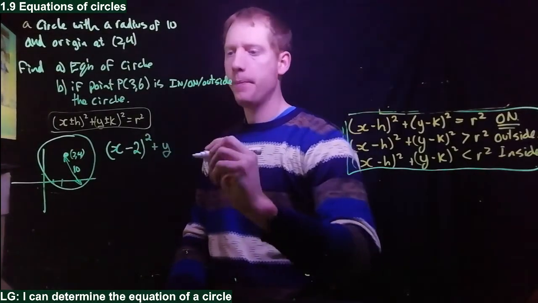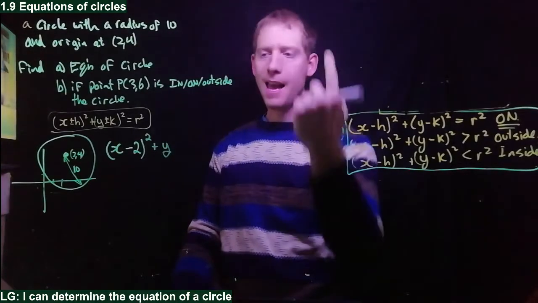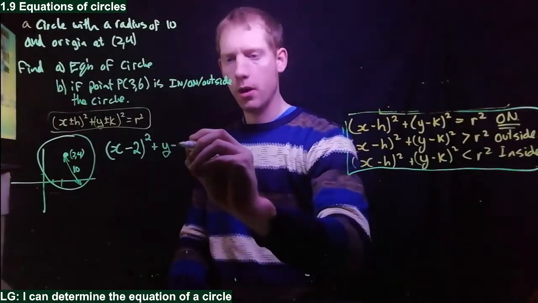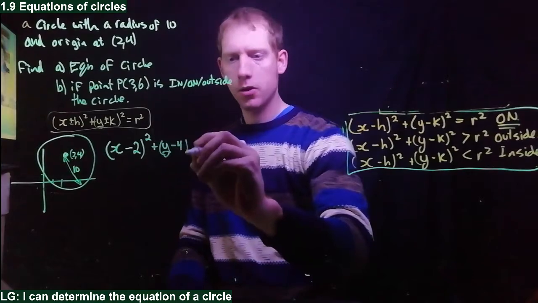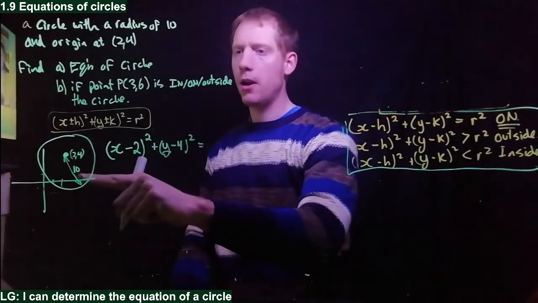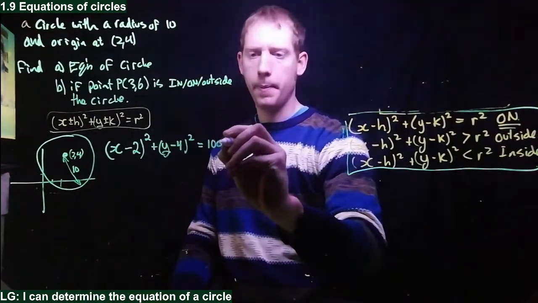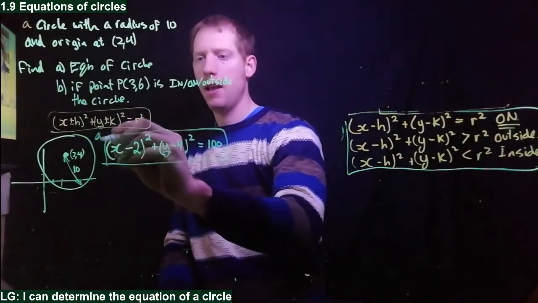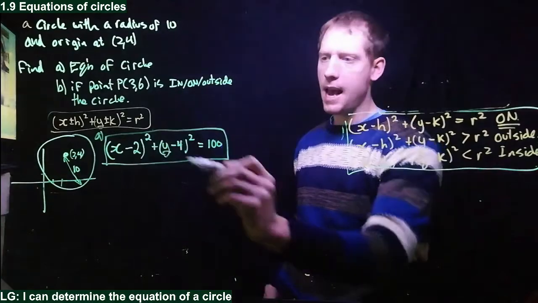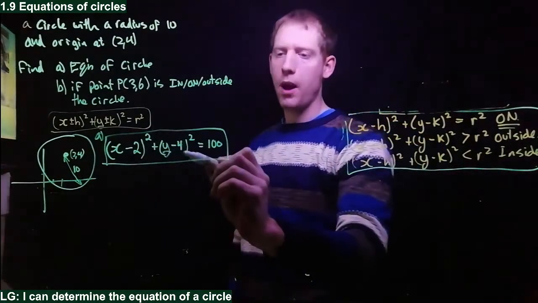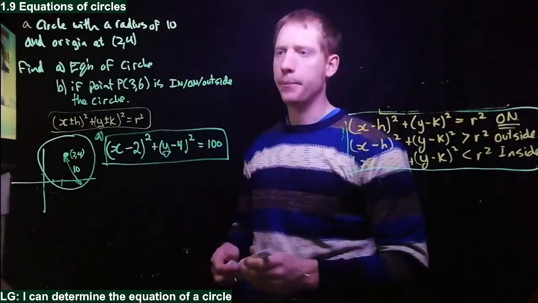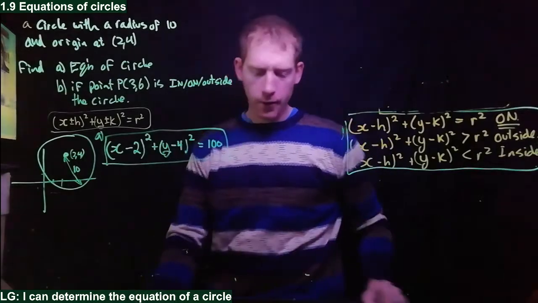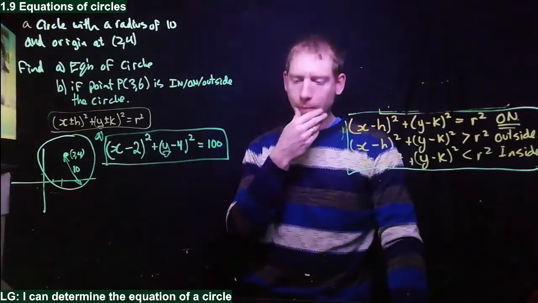So it's going to be (x minus 2) squared plus y. We need to shift y up 4 units, so I'm going to minus 4, squared, is equal to r squared. R squared is 100. So this is the answer for the very first question A. The equation of the circle is going to be (x minus 2) squared plus (y minus 4) squared is equal to 100.